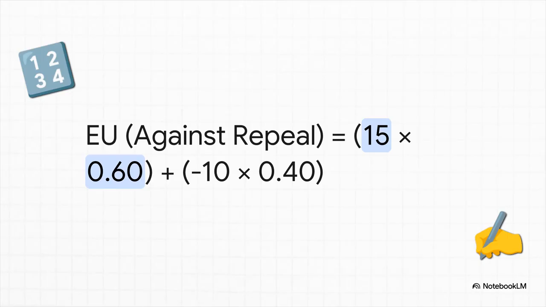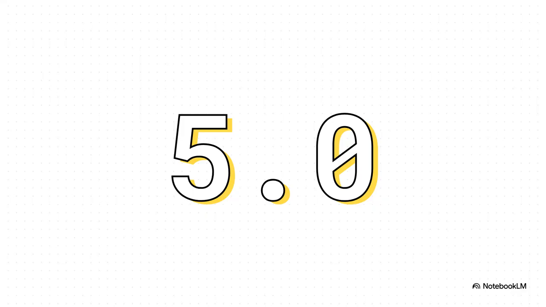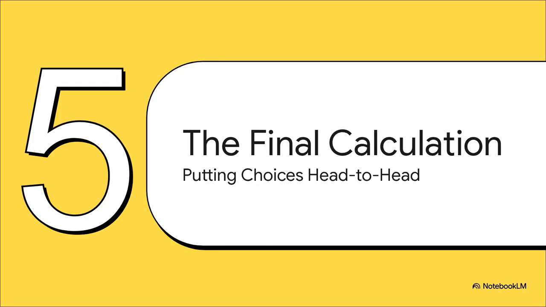Okay, so let's plug these numbers into our formula. We've got the plus 15 value times its 60% probability, plus that same negative 10 value for losing times its 40% probability. And the number we get is exactly 5. A nice round 5.0. That's our score for option B. Okay, so there we have it. We have our 2 scores, 5.75 for voting for repeal and 5.0 for voting against it. Time for the final showdown.